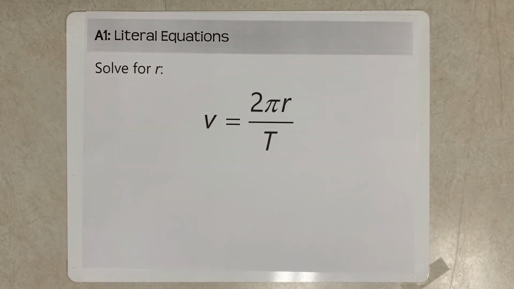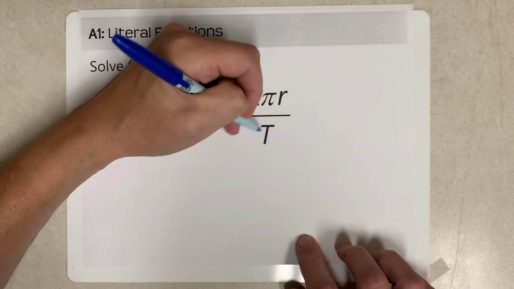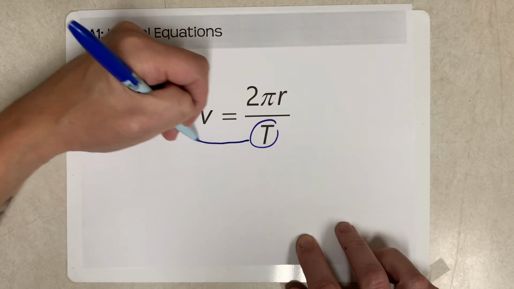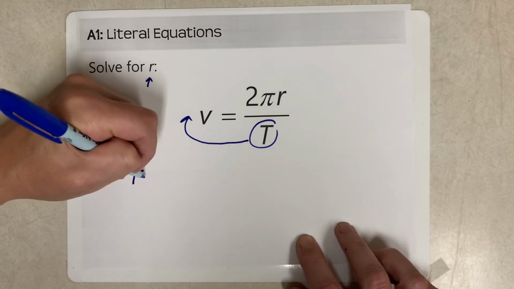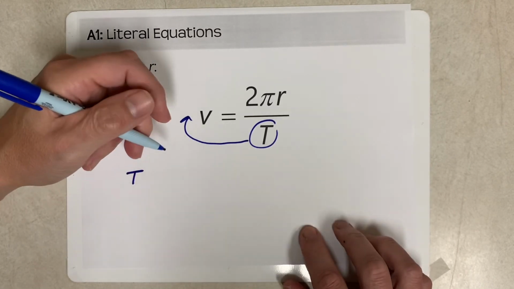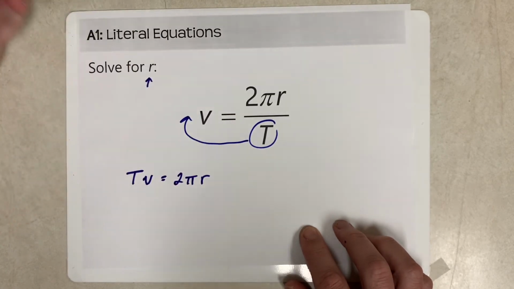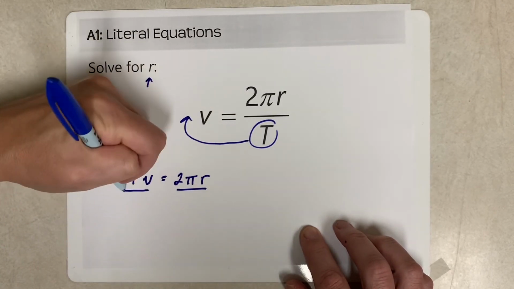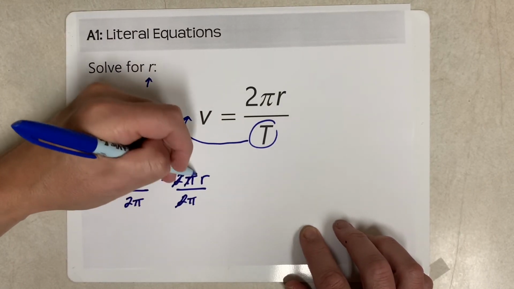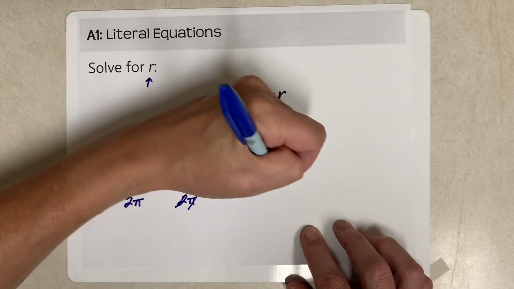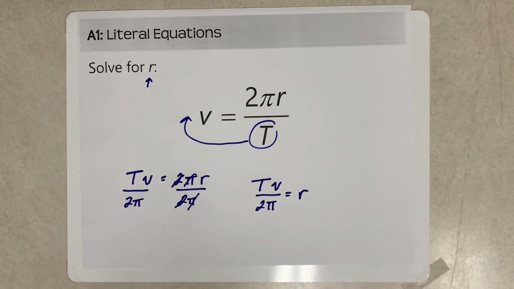Okay, this one, we want to get r by itself. So we need to get rid of that t. So what's going to happen is this t is going to move over and it's going to be multiplied by the v. And so we get capital T, which is the period of motion, times v, or the period, is equal to 2 pi r. And now we just get rid of the 2 pi to get r by itself. Both those cancel. And my final answer would be T times v over 2 pi is equal to r.